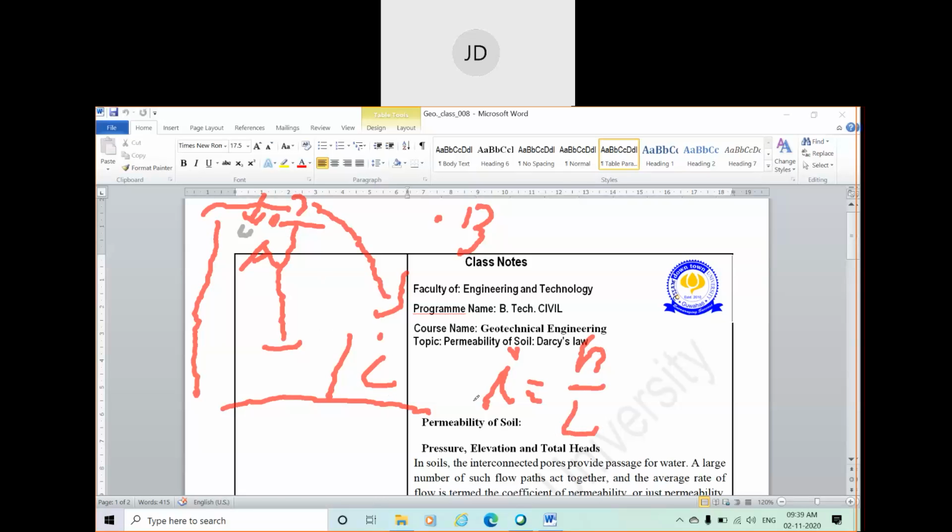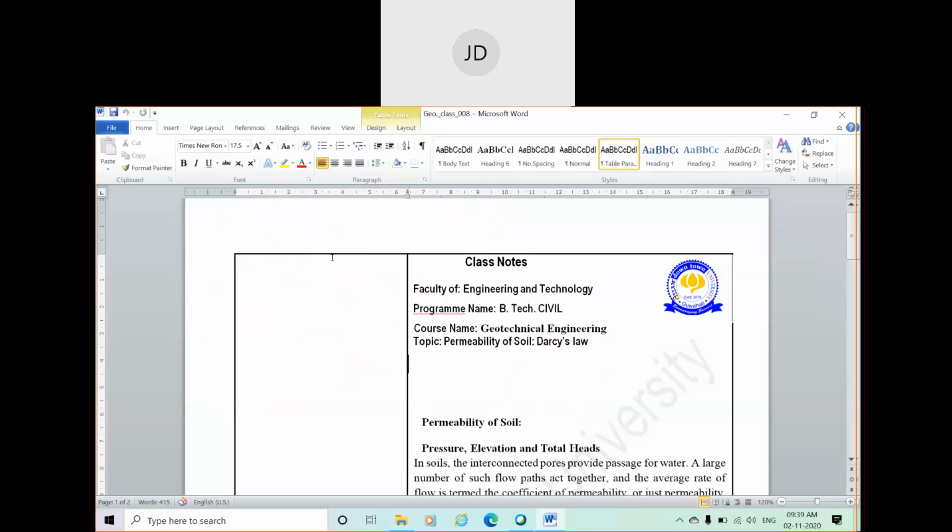And what is L? It is the horizontal distance between A and C. This is L, the distance between A and C. The vertical difference, or you can say the pressure difference or head difference, is denoted by this H, and the ratio of H by L is given as i. i means hydraulic gradient. This is very simple and basic.